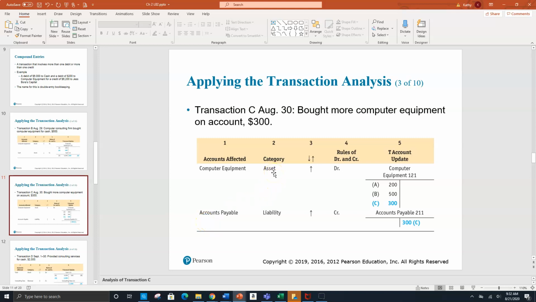Computer equipment is an asset, accounts payable is a liability. We're increasing computer equipment, and we're increasing the liability. So to increase an asset, we debit it. To increase a liability, we credit it, because remember, liabilities are on the other side of the accounting equation. So we input into our T account transaction C: we're debiting computer equipment, and we're crediting accounts payable. So we put that on the right side of the equation.